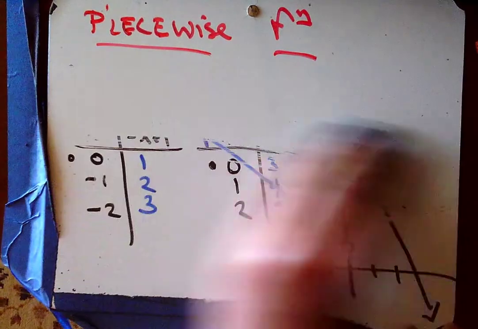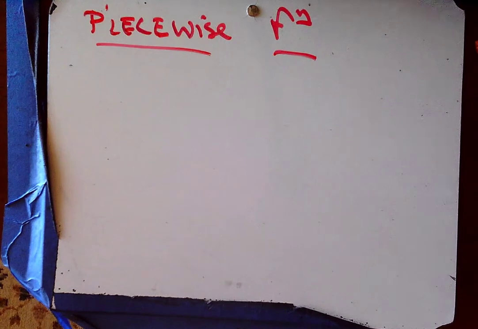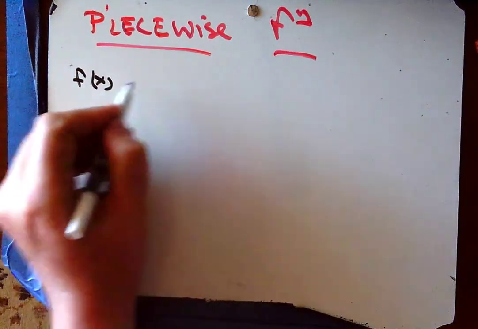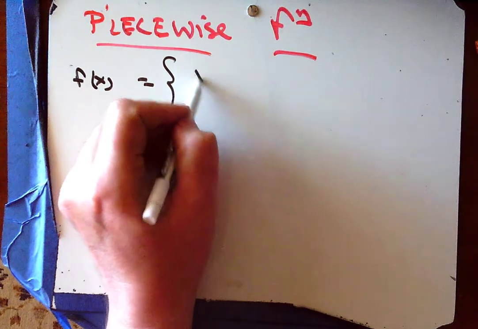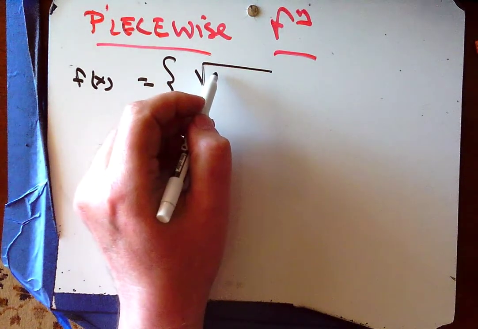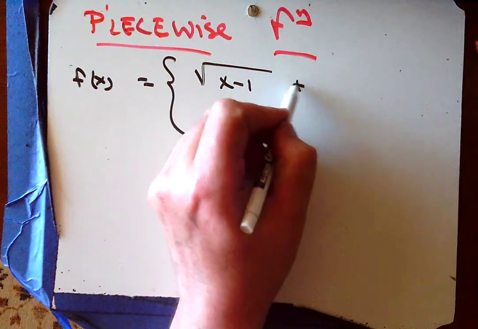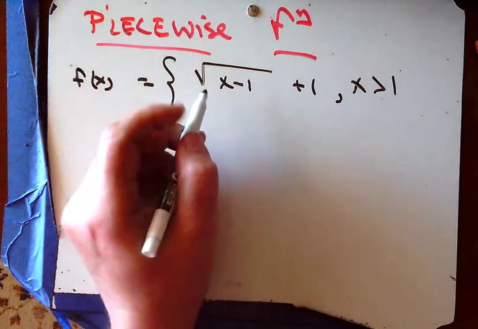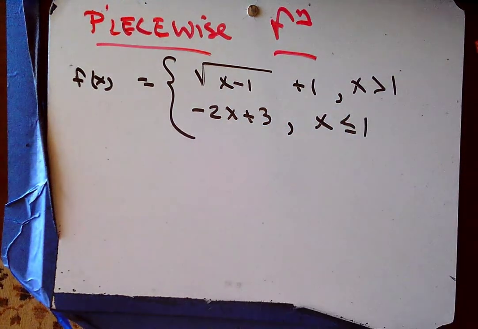Okay, so that's what graphing piecewise functions looks like. I think we should practice a little more together before you go off to do your homework. So let's try this one. F of x equals square root of x minus 1 plus 1 for x values greater than 1, and negative 2x plus 3 for x values less than or equal to 1.